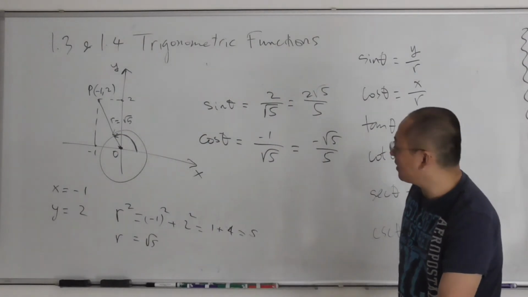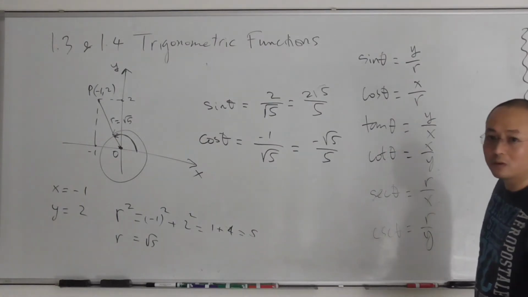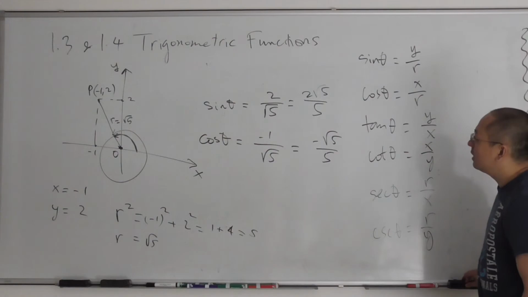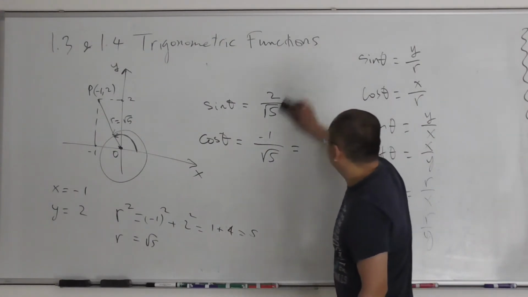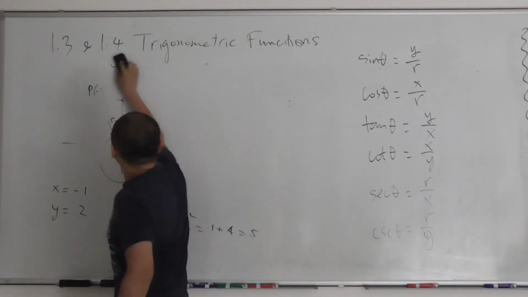Now, let's talk about some basic identities for trig functions. Okay? We're actually moving on to section 1.4. Still about trig functions, but they show you some trig identities. Okay? Let me keep the six trig functions right here. I'll work with it.